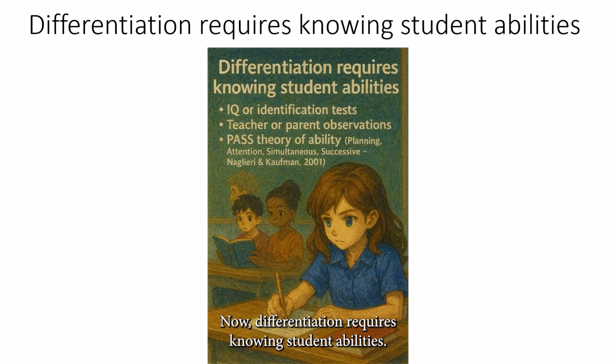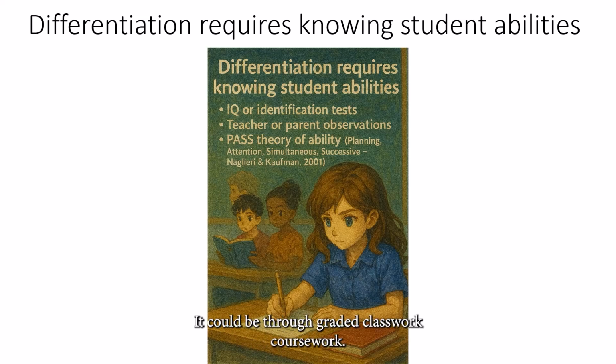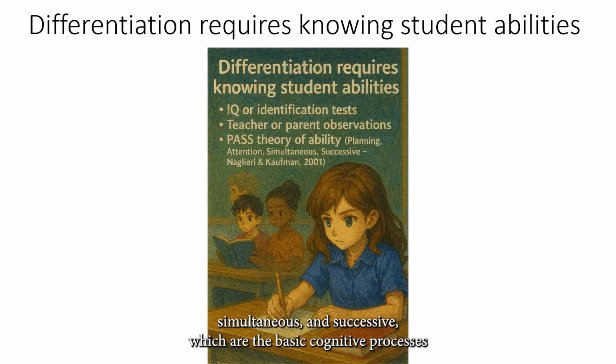Now, differentiation requires knowing student abilities. This can be done through more traditional IQ or identification tests. This may be through teacher or parent observations. It could be through graded classwork, coursework. It can use the PASS theory of ability, planning, attention, simultaneous, and successive, which are the basic cognitive processes that provide the ability to perform certain acts, according to Naglieri and Kaufman from 2001.